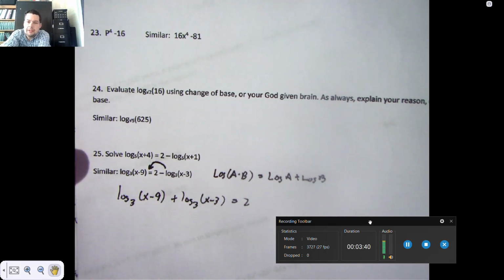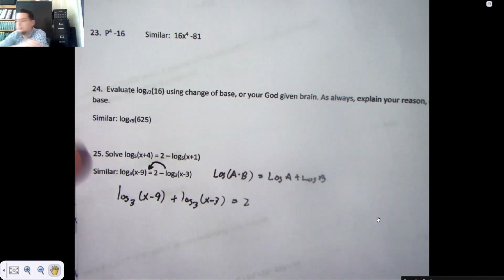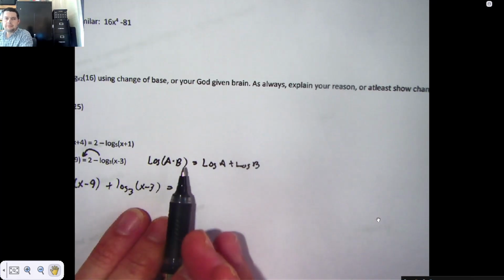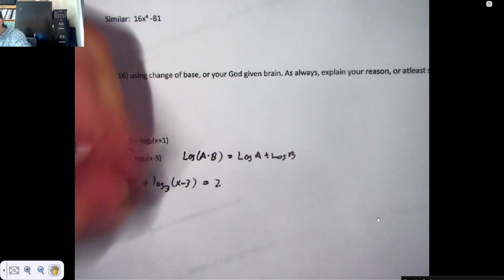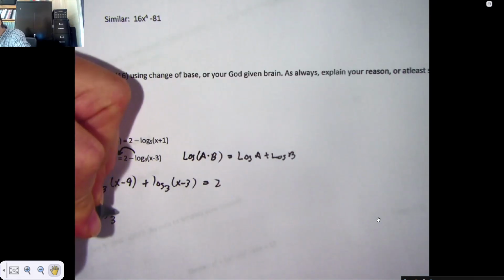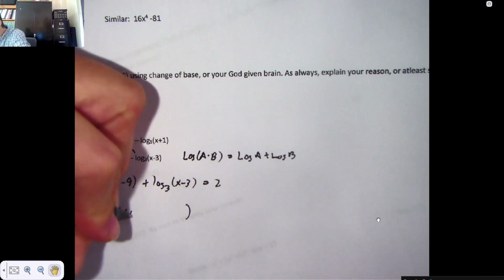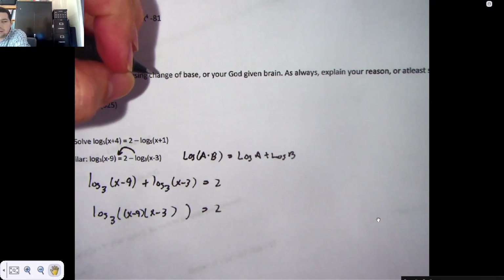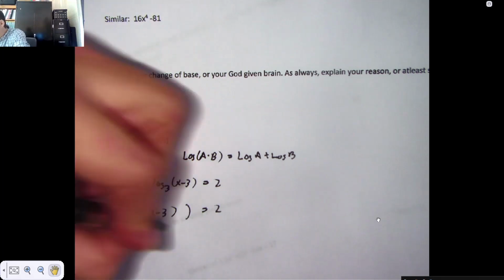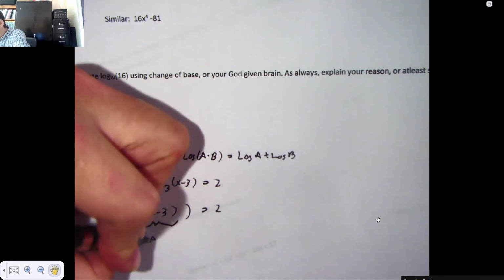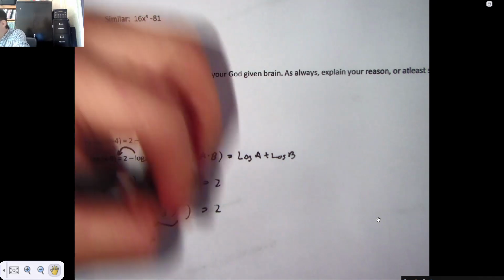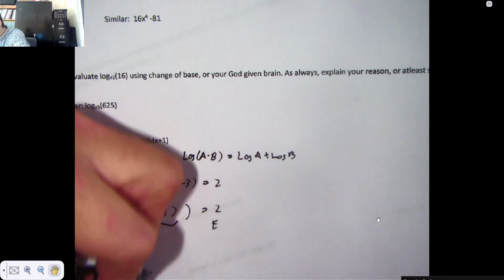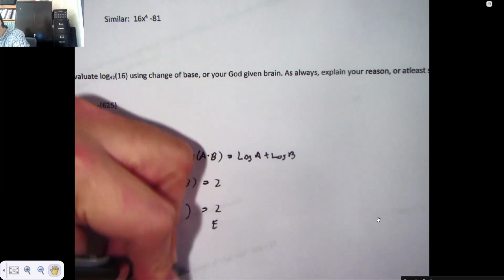Let me move this little thing out of the way. All right, so I'm going to read this rule from right to left. I'm going to go the other way around. It says I can create a single log of base 3, and inside is the product of x minus 9 and x minus 3, still equal to 2. Now here's the base, here's the answer of the logarithm, the argument of the logarithm, and that leaves the exponent. So 3 to the second must be equal to x minus 9 times x minus 3.